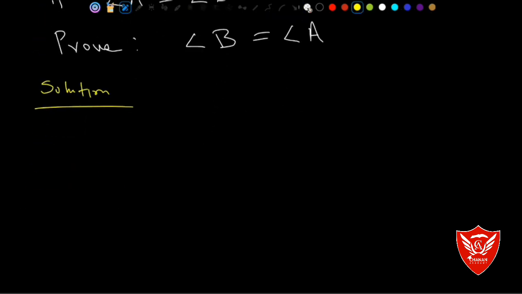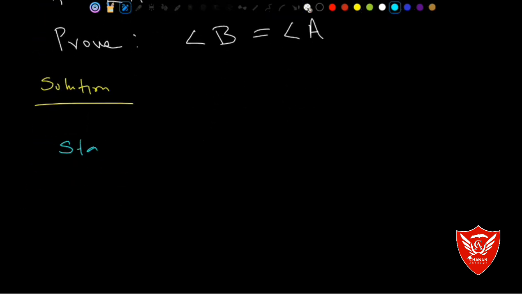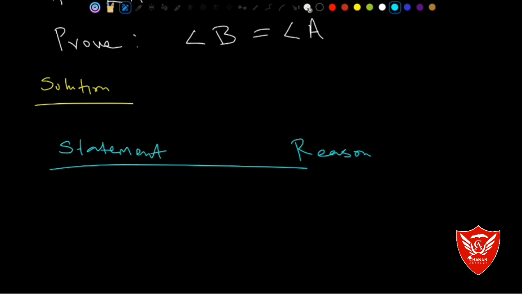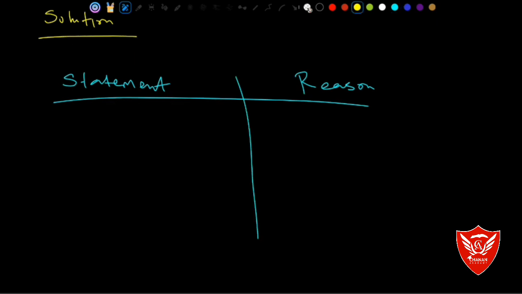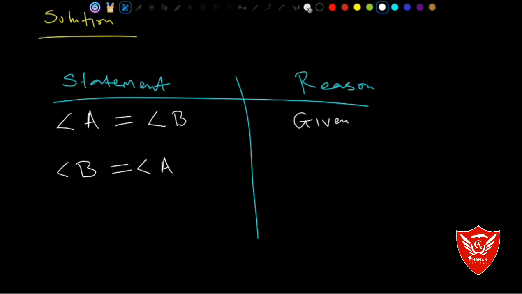Solution. Alright, so let's say the statement, the reason. So what's the statement? The first statement is that angle A is equal to angle B, and this is the given statement. Now this is what we are asked to prove: angle B is equal to angle A. Now the symmetric property tells us that this is correct, so we are going to say, using the symmetric property, this is true.